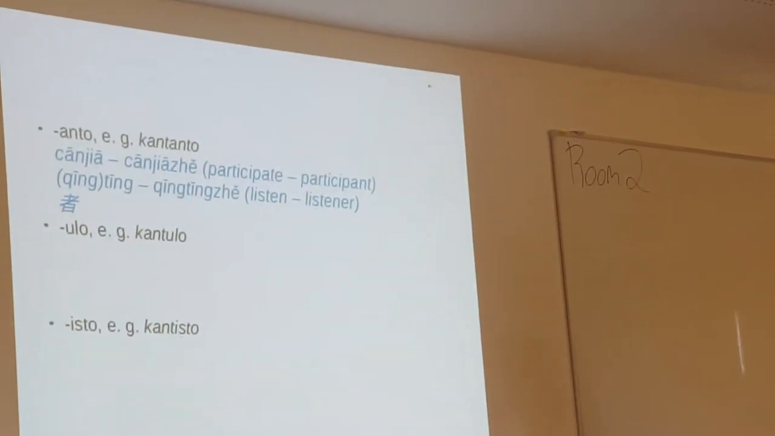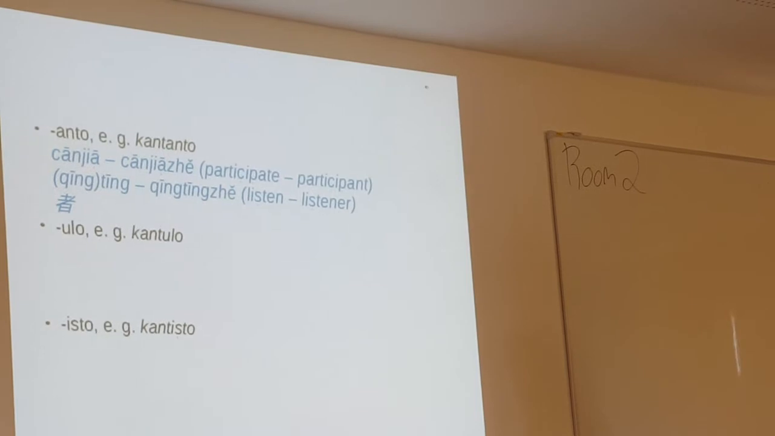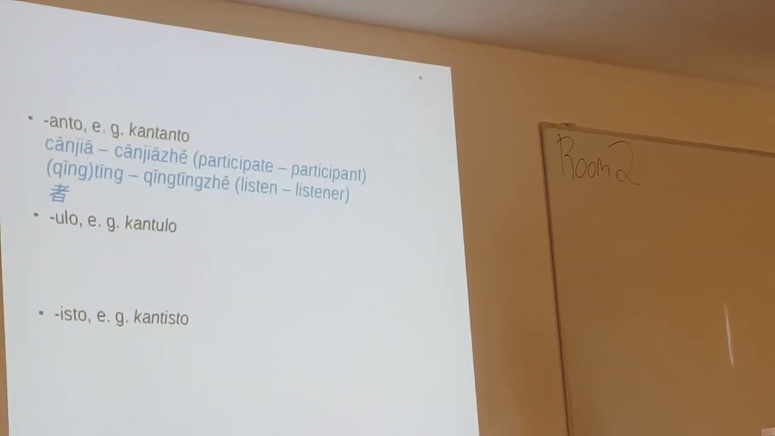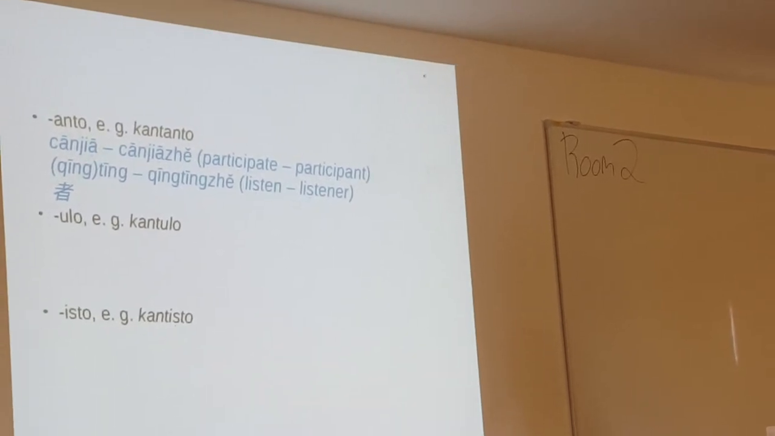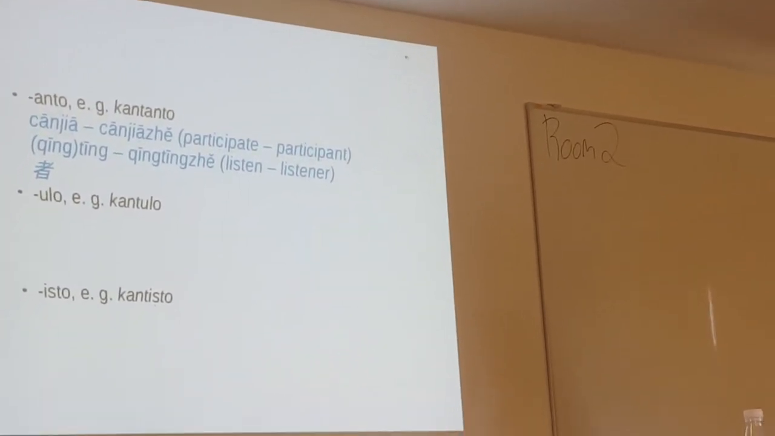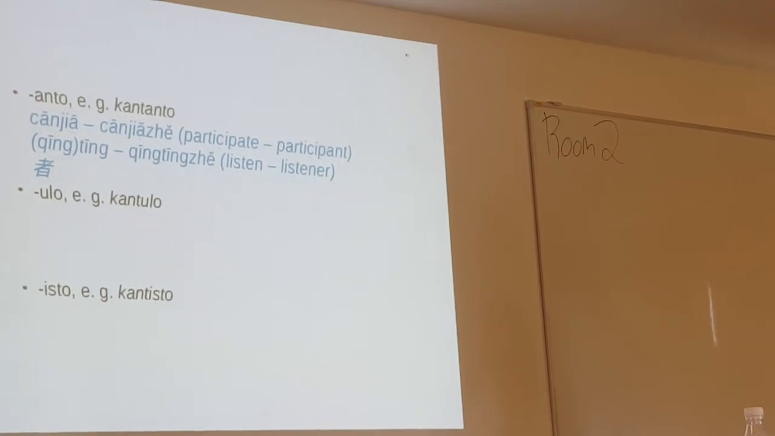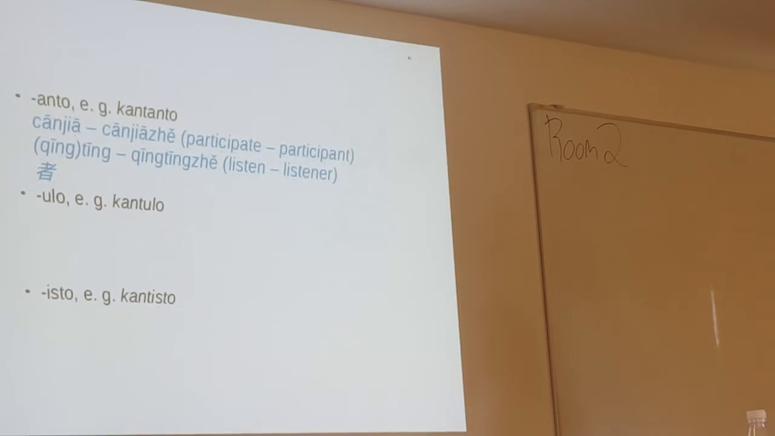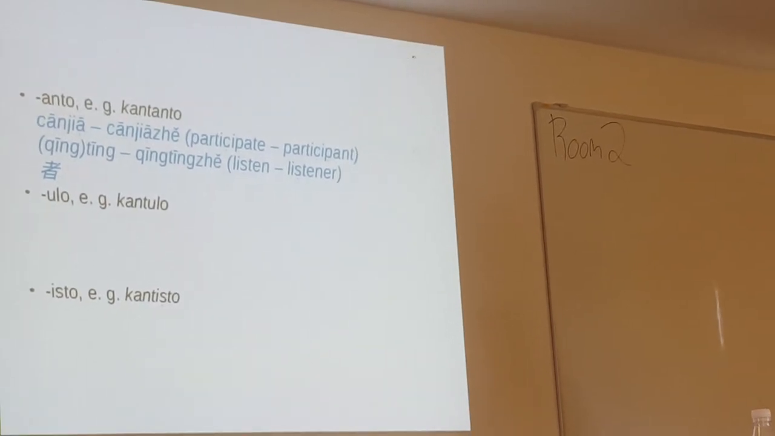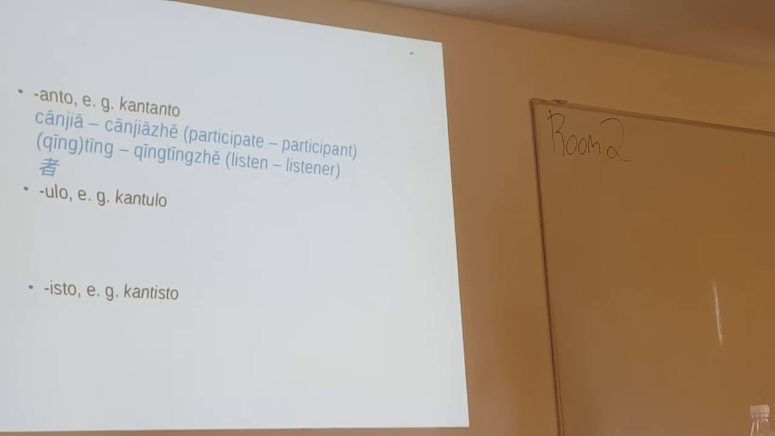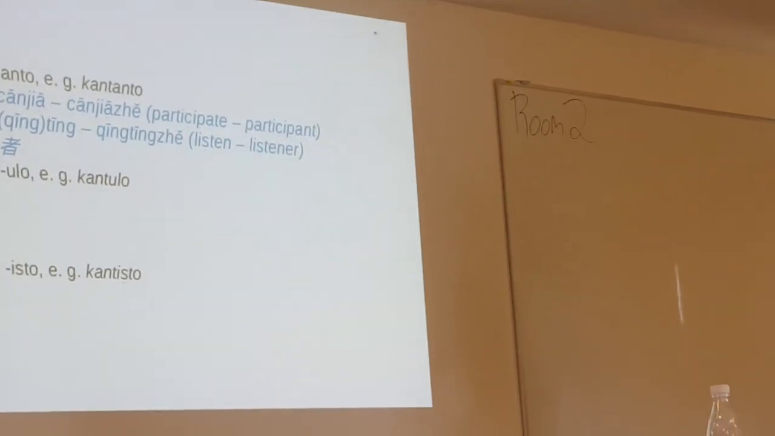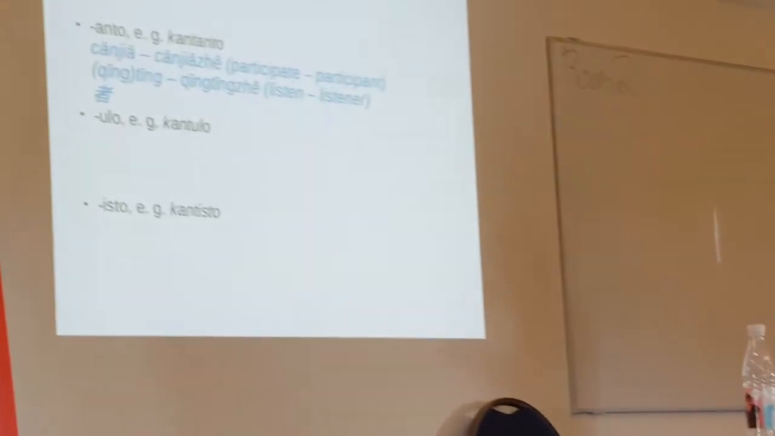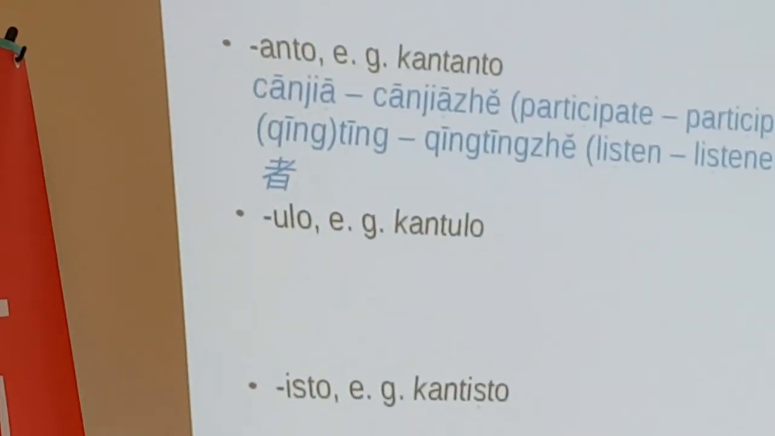In Chinese, you would use this with the zhe, and I wrote down the character for it as well, because in Chinese it makes a difference. So here you would use the verb and then you add zhe for someone that does something. 参加者, qingtingzhe. Okay, in this case, the common verb would just be ting and not qingting, but in Chinese they like to be shorter, so for the most common verb, you would use simply ting, and then for the qingtingzhe, for the noun, you need a longer word.